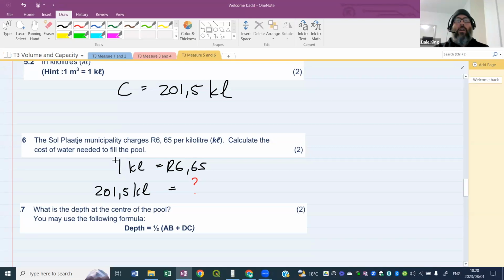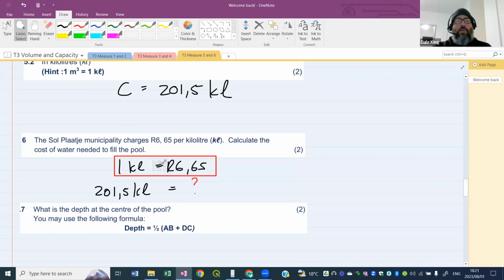Stay on the line with me. Well, stay on the line like it's on a telephone line. There's a relationship here. 1 kiloliter equals 6.65 Rand. So that's the relationship. Okay. So when you have numbers that are in a relationship like this, like boyfriend and girlfriend, they're married or something, in a relationship.